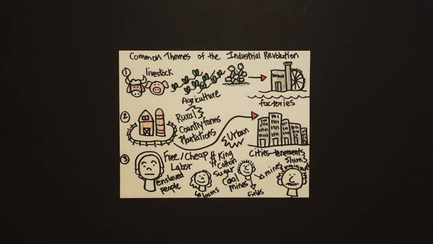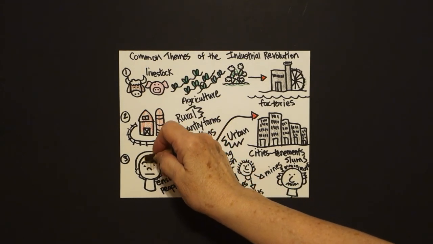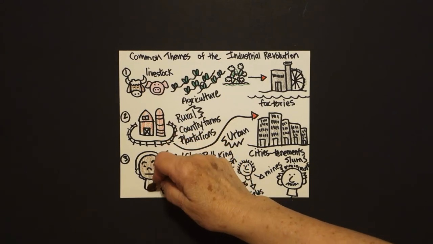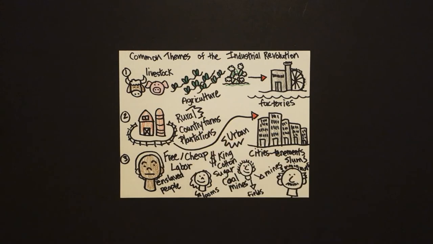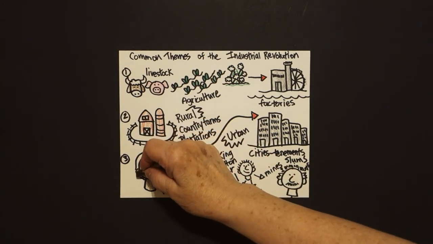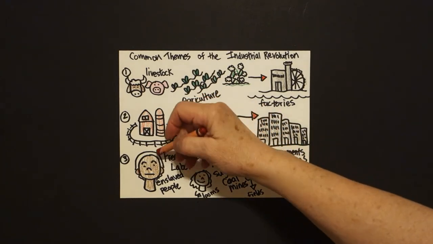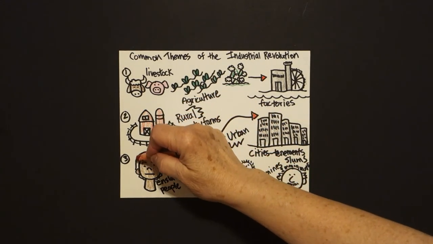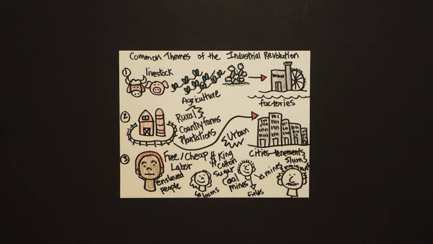Then my enslaved people, I'm going to do this brown, this lady. And like I said, if you don't have to pay anybody any money to do all that work, you get to keep all the profit. Well, this is part of the reason why we had the Civil War. We're still feeling the repercussions even today. I'm going to give her a red bandana.